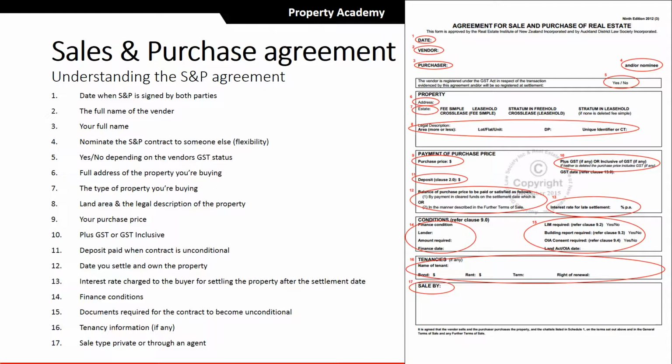Number 9 is the section where you'll be writing your offer. And in week 2, I'll actually teach you exactly how to present your offer so you get the price you're after.